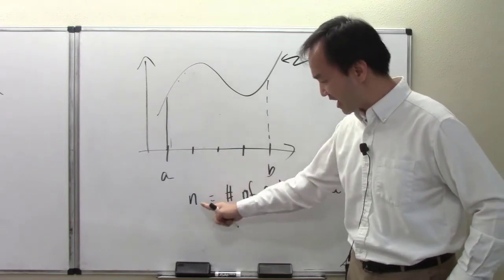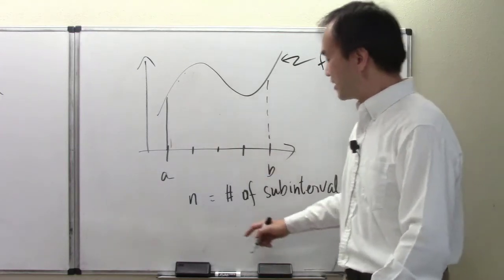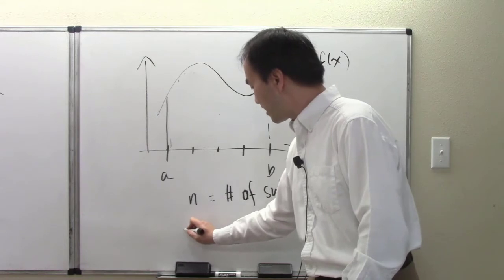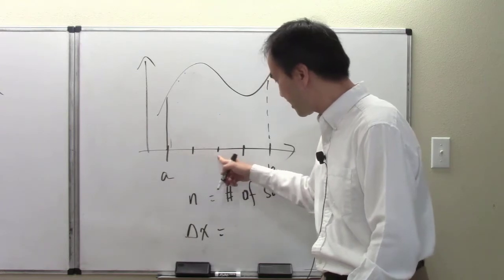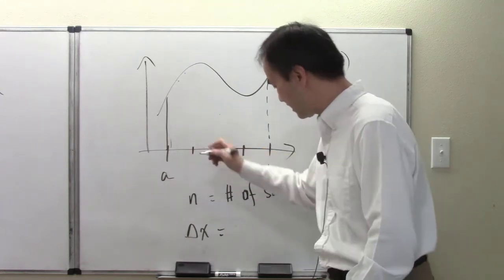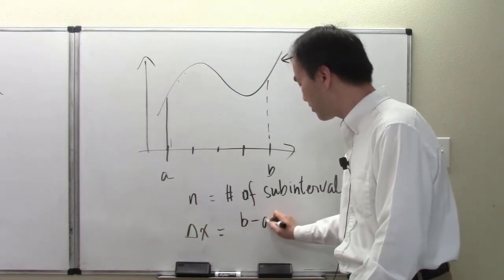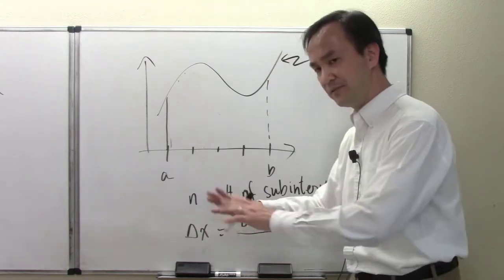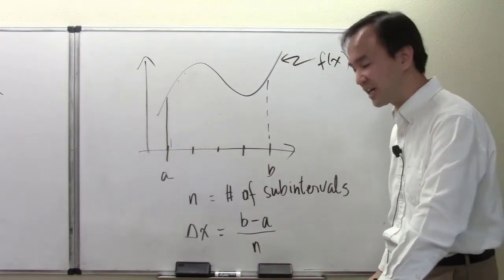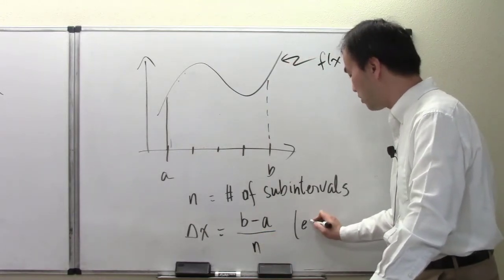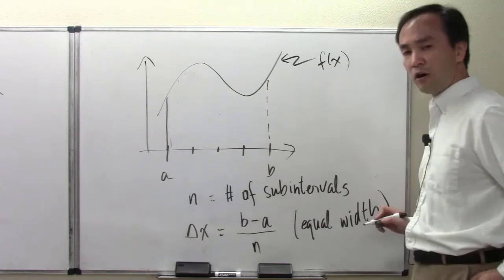So again, n is the number of subintervals that we want to break our total interval down into. And in that way, as I said earlier, we want equal width. So the width of each subrectangle, the width of each subinterval, is notated as delta x. Very similar to how we did it with Riemann sums, each delta x has the value b minus a to get the total distance, divided by the number of subintervals that we desire. And this is how we end up with equal width throughout all subintervals.